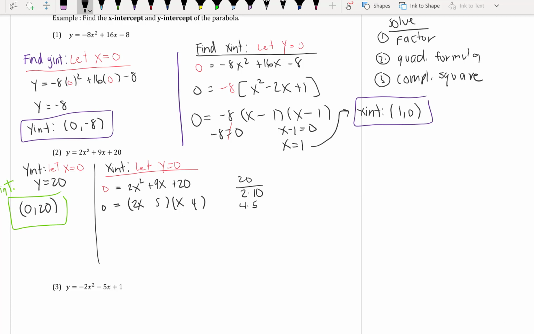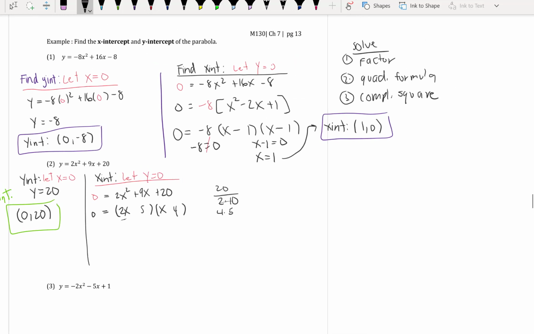So I just took a minute to look at my factors of 20. I have 2 times 10 and 4 times 5. The 2 and 10 I can't use because that's a 2. And if I have 4 and 5, I'm forced to put the 4 here and the 5 there. But then that doesn't add up to a positive 9. So what this tells me is that even though factoring is a good method, sometimes you can't always factor. So instead, I'm going to go with the quadratic formula. So this did not factor.